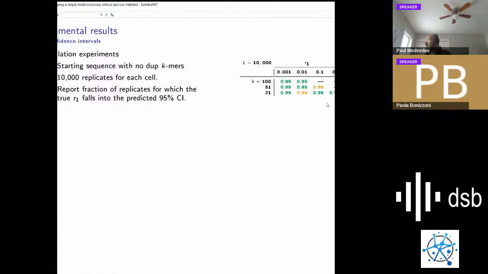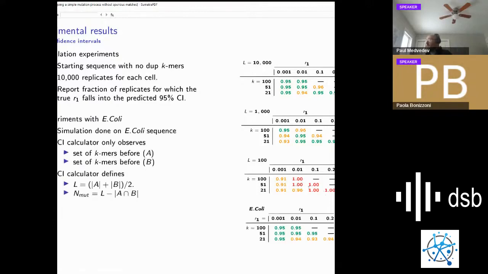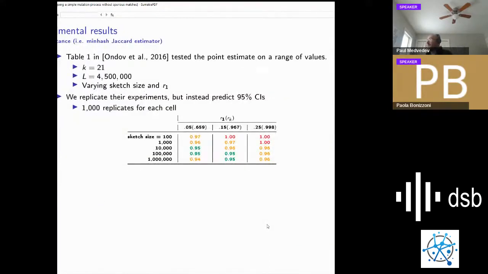And we see really good results for large L. As L gets smaller to 1,000, we still see very good results. As L gets to 100 now, we see this is where the L goes to infinity assumption starts to not hold for some values. We also did a similar experiment using not a sequence without duplicates, but the E. coli sequence, and we also see good results.